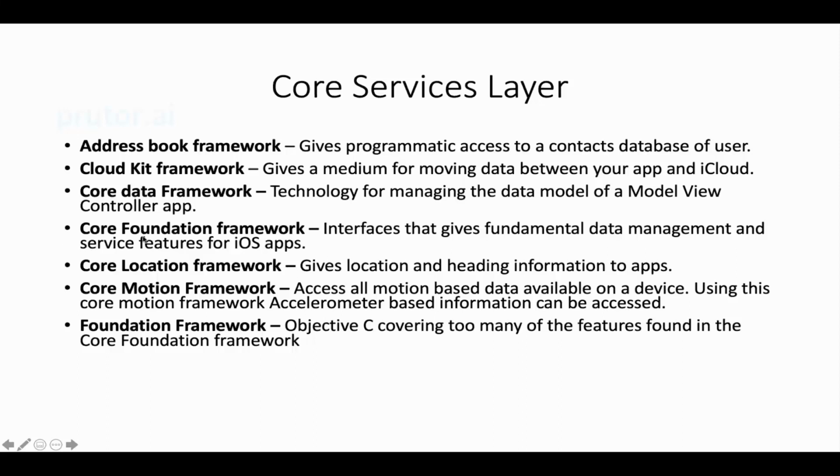Okay. Then comes Core Foundation. These are interfaces that give fundamental data management and service features for iOS apps. And Core Location is related to maps, as we know, because it is part of location. Then Core Motion. Core Motion is used whenever you want to know that your mobile is rotated. It is handled by the accelerometer. There is a sensor inside your iPhone, the accelerometer, and it tells you that a particular motion has happened in your phone, right? These are handled by the Core Motion framework. And again, the Foundation framework. Basically they are the same ones, right?